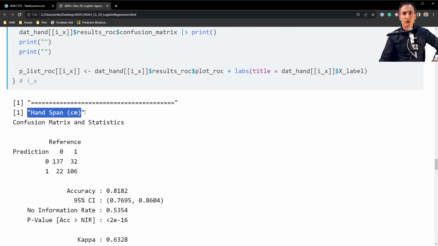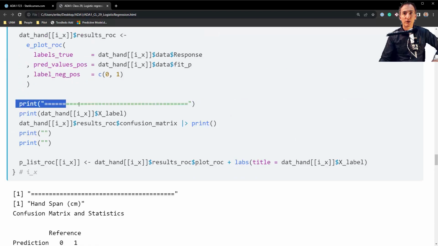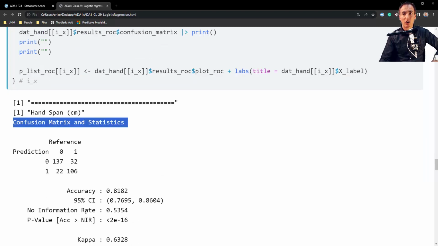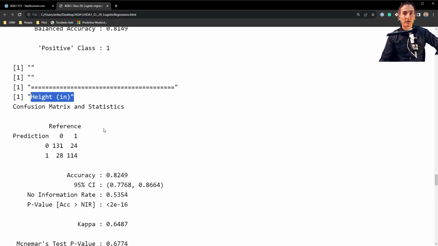This is the set for handspan. I'm delimiting this. You can see I print all those lines. I print out the X label, which is this. I print out the confusion matrix, which is all of this stuff. And then I print a couple blank lines. And then these are all the statistics for height.